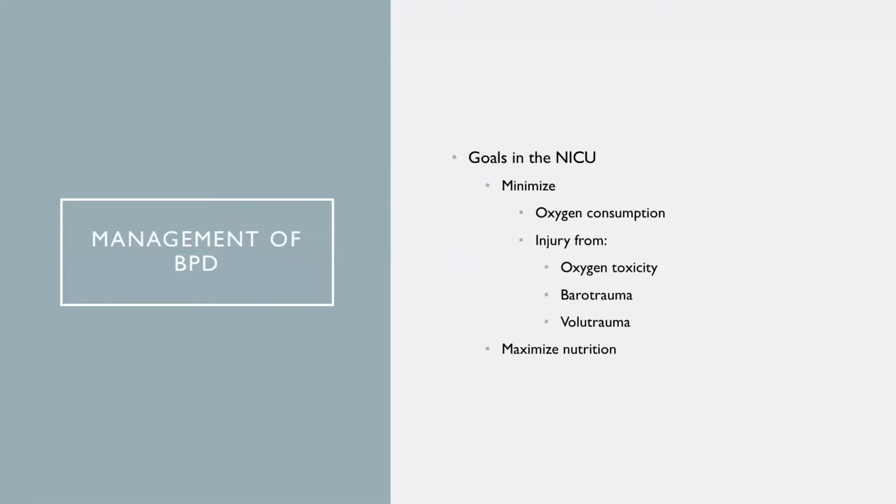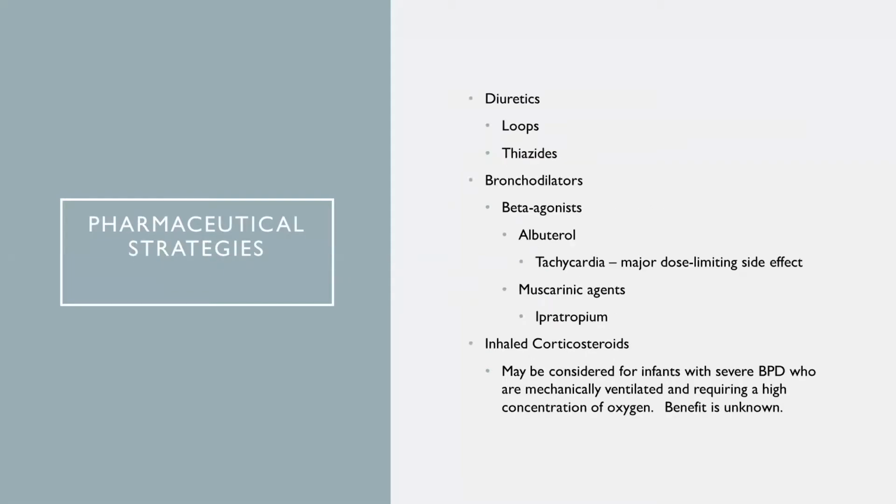So in managing BPD, our goals in the NICU are to minimize oxygen consumption, injury from oxygen toxicity, barotrauma, and volutrauma, and to maximize nutrition. Pharmaceutical strategies include diuretics, mainly loops and thiazides, bronchodilators, with our drug of choice being albuterol, as well as other bronchodilators such as muscarinic agents, and that would include ipratropium or Atrovent. Inhaled corticosteroids can also be used and may be considered for infants with severe BPD or who require a high concentration of oxygen.